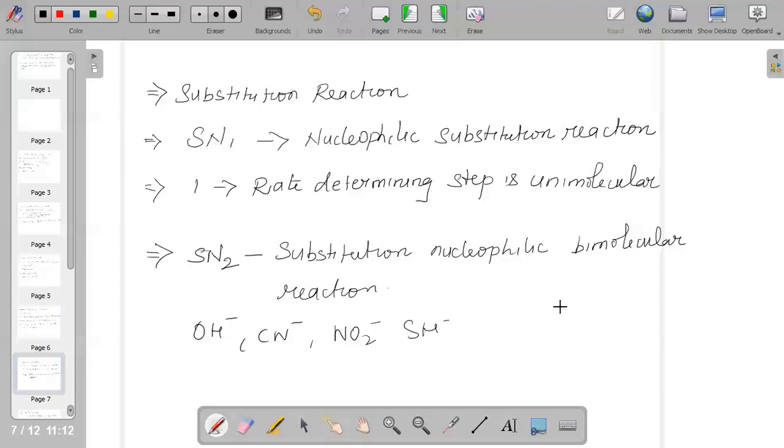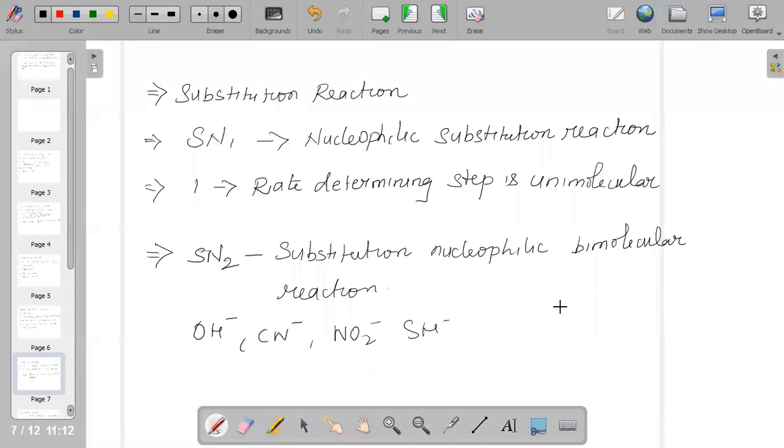So what is SN1 and what is SN2 reaction? When we say SN1 reaction, it is a substitution nucleophilic unimolecular reaction. What does S stand for, N and 1? S stands for substitution and N is for nucleophilic. And the most important factor is 1. What does 1 stand for here?